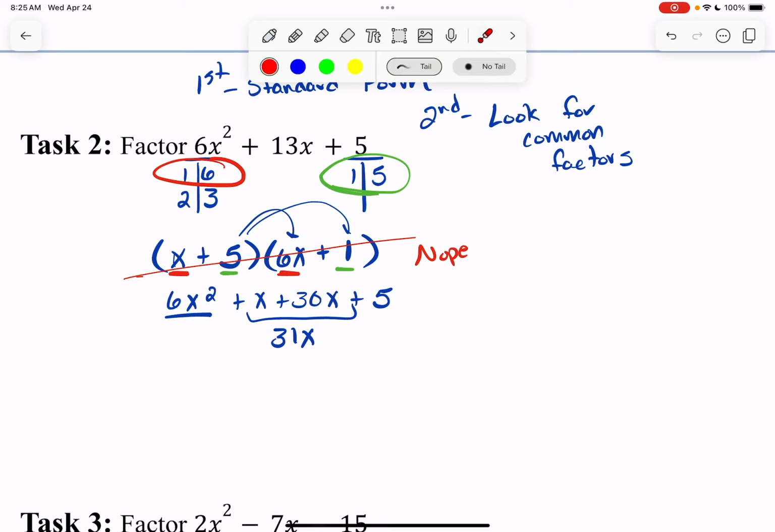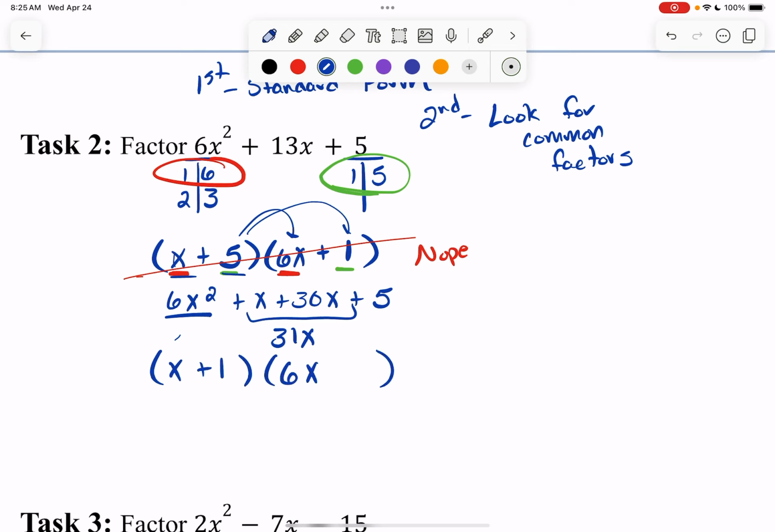So we might jump to, okay, now let's try 2 and 3, but stop. Before you jump to new numbers, switch the numbers around. We had the x with the 5. Let's put the x with the 1. Let's switch them around first because that might do it. So now we're going to try it again. But instead of x plus 5, let's do x plus 1. And then 6x plus 5.